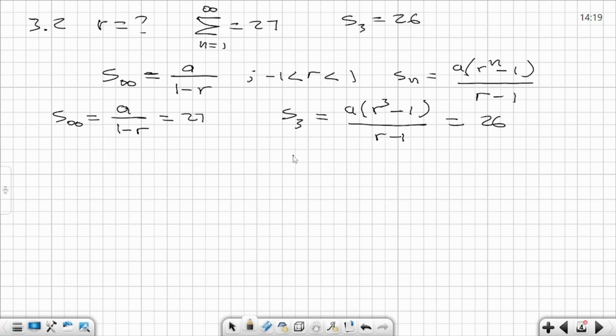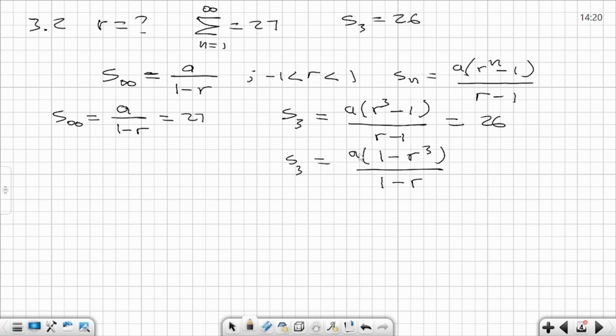Okay, do you agree that I can also write S3 like this, equal to A? Instead of writing R to the power of 3 minus 1, I can write 1 minus R to the power of 3, over 1 minus R, instead of R minus 1. So the two formulas are equal. I explained this in the lesson on geometric series, so I hope you can go back and check that video. They are all equal.